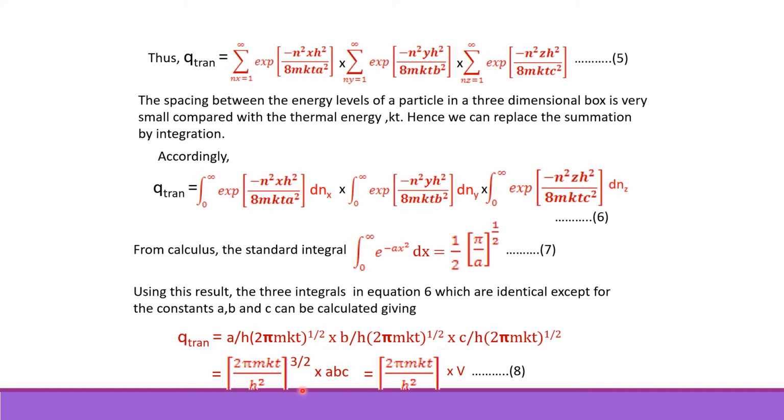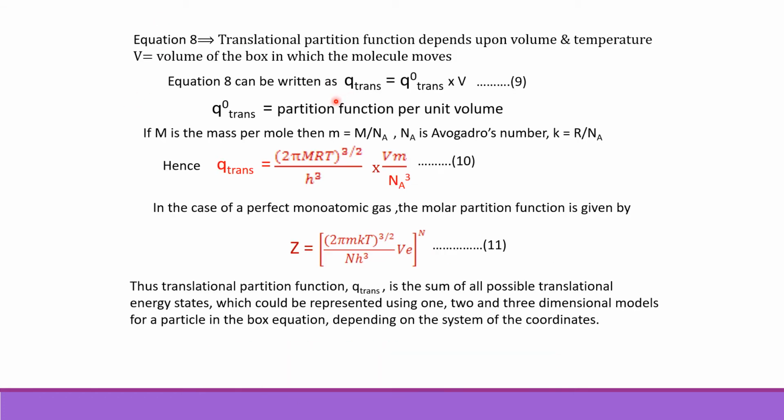Now in this step, if we combine, you can see that h into (2 pi mkt) raised to the power half is common in all three. So (2 pi mkt divided by h square) raised to the power 3 upon 2 multiplied by a into b into c comes out to be (2 pi mkt divided by h square) raised to the power 3 upon 2 into V, where V is the volume of the box, that is abc. This is equation number 8. Equation 8 denotes that the translational partition function depends upon the volume and the temperature. V is the volume of the box in which the molecule moves.